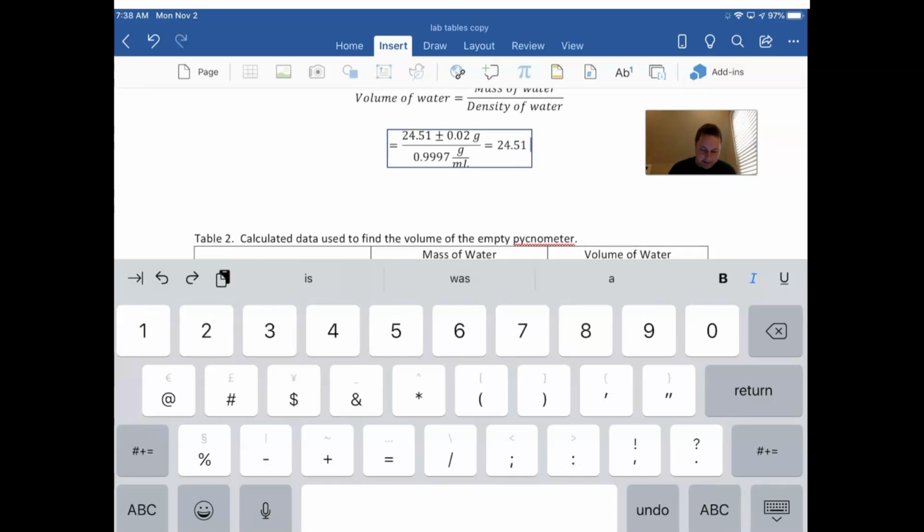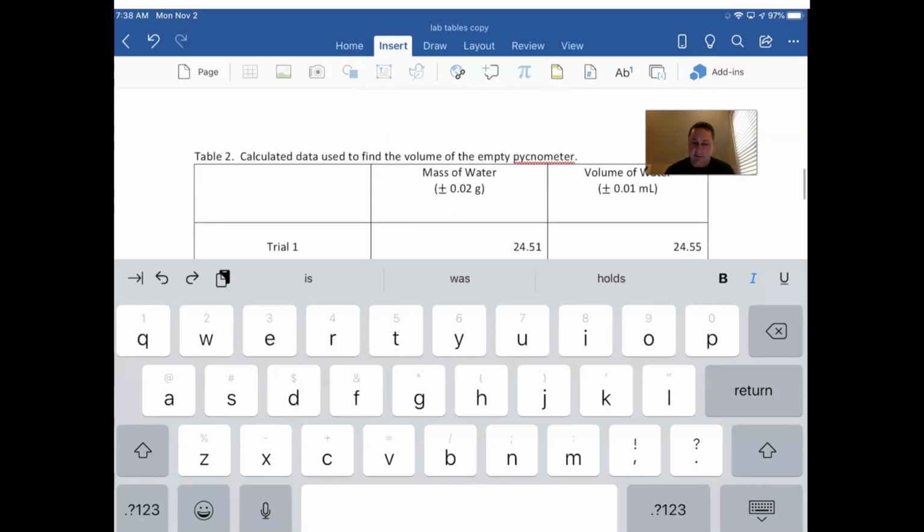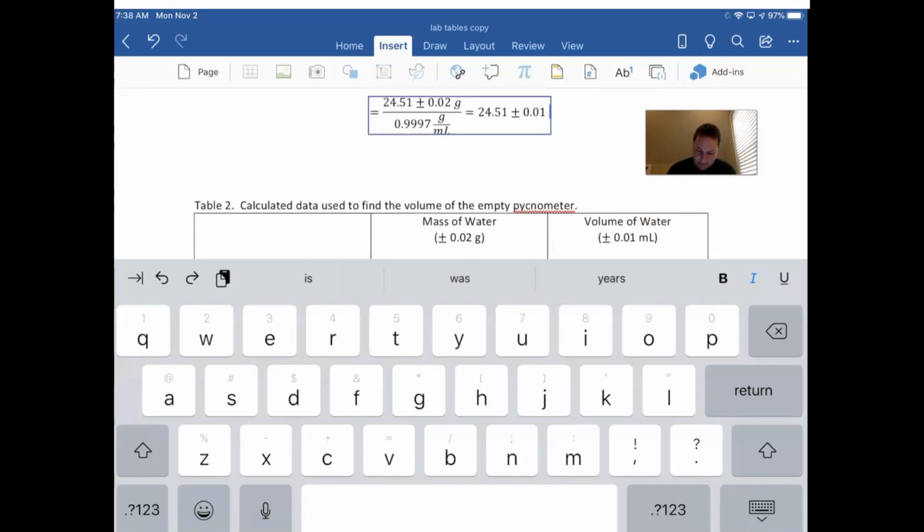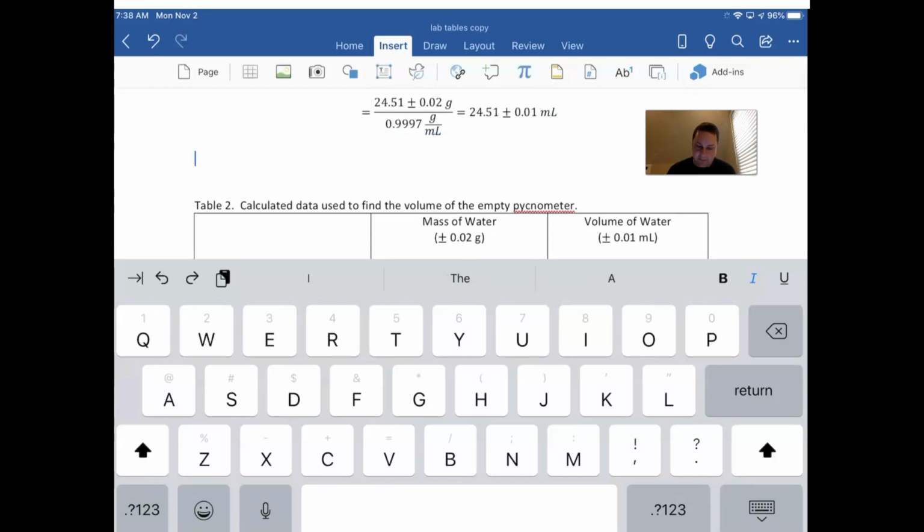And I'm going to put my uncertainty in, plus minus. And you know what? Based on me having that 0.02 wrong, this 0.01 might be wrong. But I'm not really worried about that. Double check, make sure your uncertainties are correct. Let's just assume my 0.01 milliliters is right there. So I'm going to put that in. 0.01 milliliters. Okay, and then we are done.